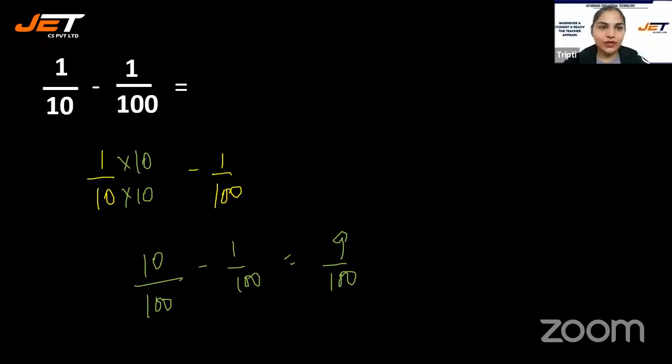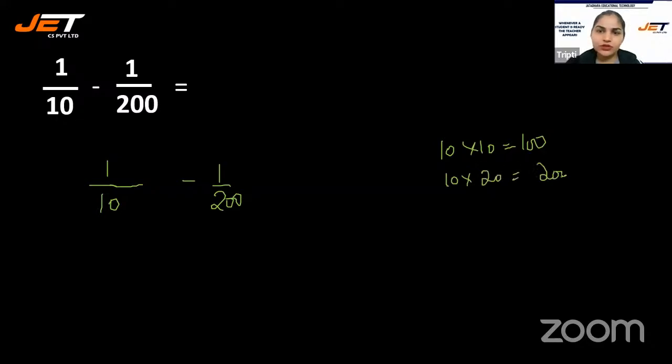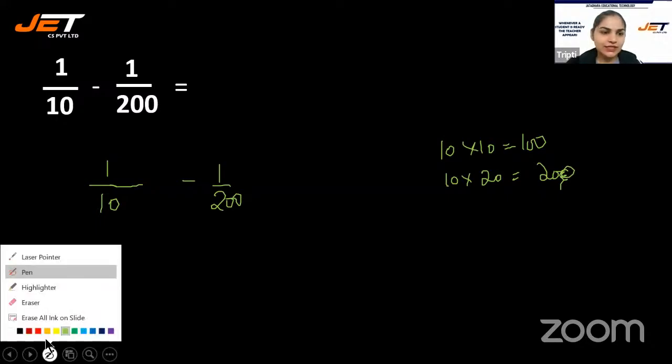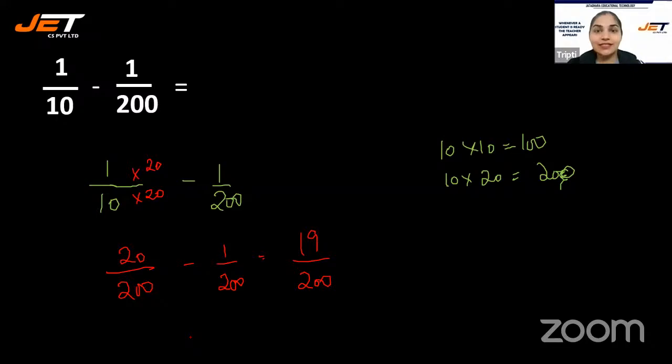Okay. Next one. 1 by 10 minus 1 by 200. So what I'll do, I know that 10 times 10 is 100. 10 times 20 is 200. So if I multiply this by 20, I'll get the same denominator. So 1 times 20 is 20, 10 times 20 is 200, minus 1 by 200. Oh my God, it's 19 by 200. Easy questions.